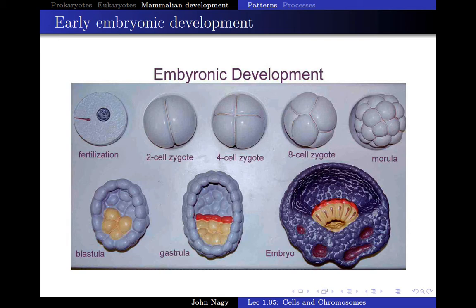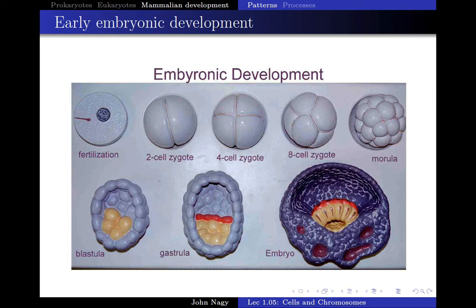I'll explain what that means in a moment, but they begin to change their function. Like I said, they start to form the gut, they start to form these other structures. Once they start to do that, then they become what we call a gastrula. The cells no longer are capable of becoming just about anything in the body. They start to specialize into particular functions.